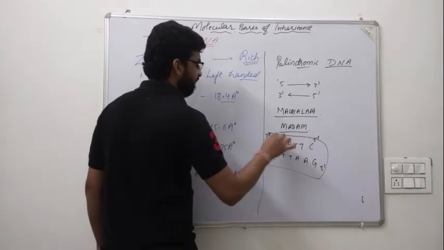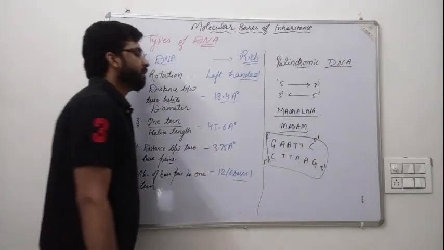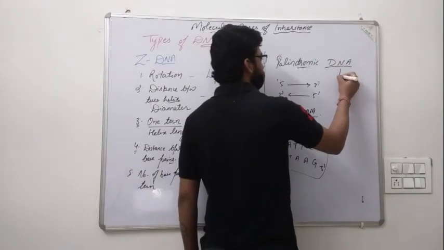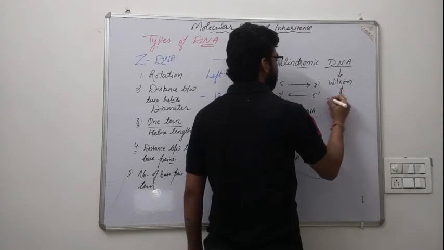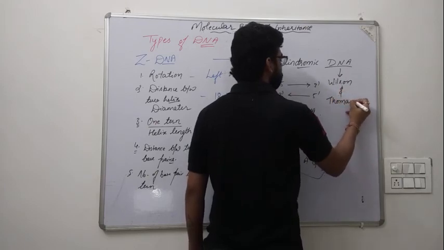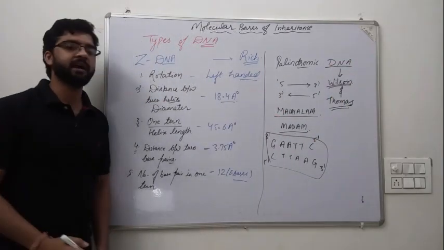So this kind of sequence is known as a palindromic sequence or palindromic DNA. It was firstly proposed by Wilson and Thomas.